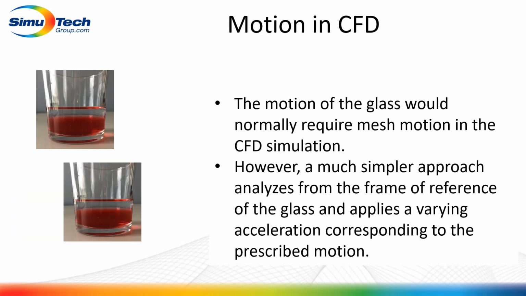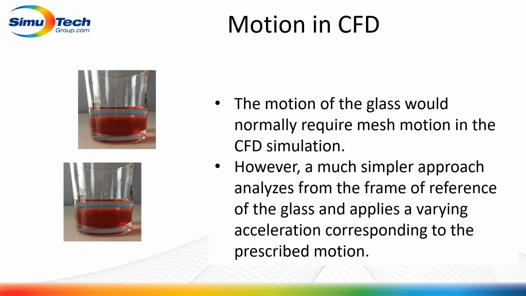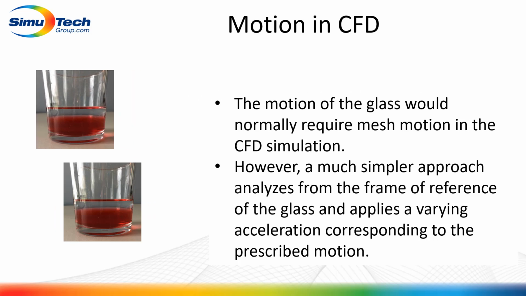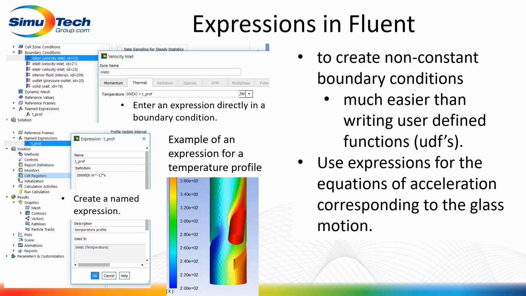The motion of the glass would normally require mesh motion in the CFD simulation. However, a much simpler approach analyzes from the frame of reference of the glass and applies a varying acceleration corresponding to the prescribed motion. To create non-constant boundary conditions, Fluent now supports the use of expressions, which is much easier than writing user-defined functions in C, compiling and linking, as was previously required.